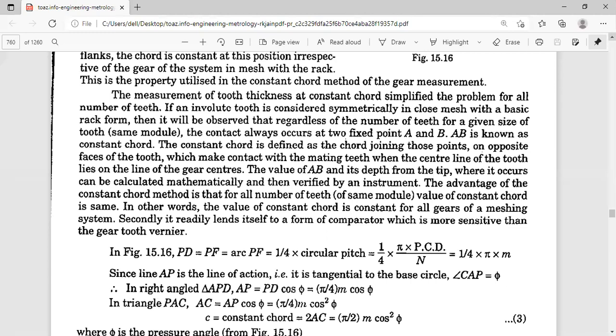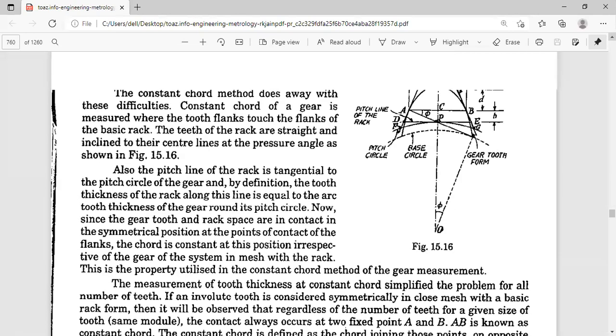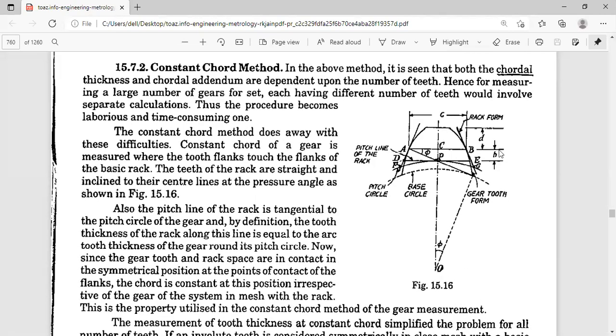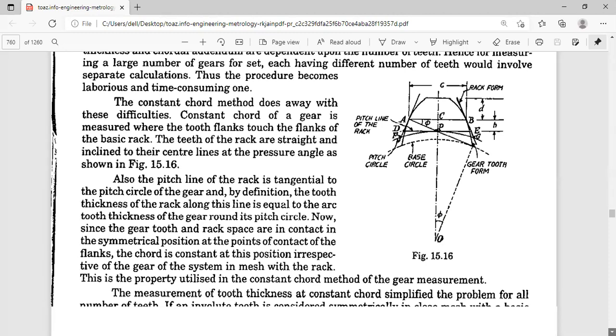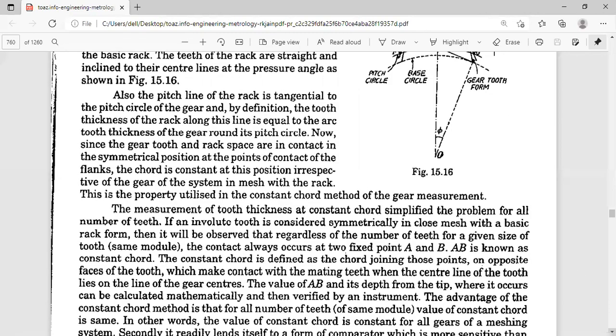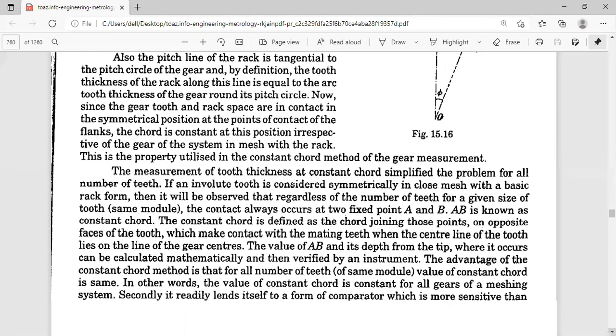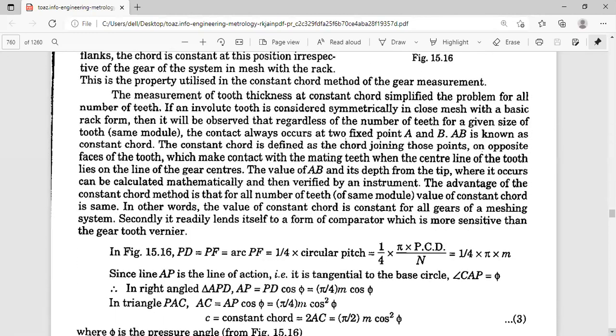That AP is the line of action, and here angle CAP will be equal to phi, because of the concept of the alternate angles in case of a parallelogram. Here the pressure angle is phi, and there also that angle CAP will be equal to phi. So you try to consider the triangle APD in that particular figure.